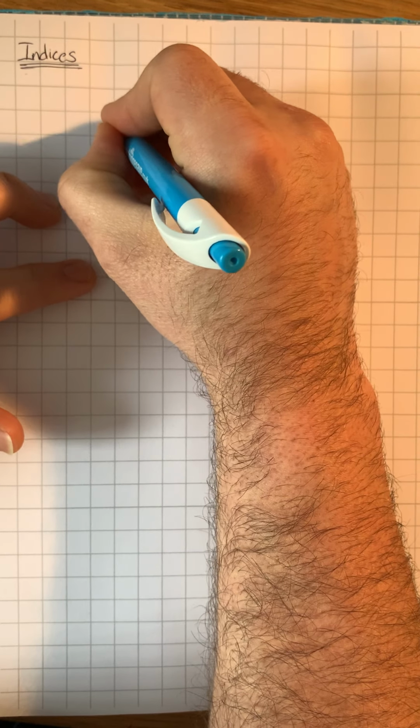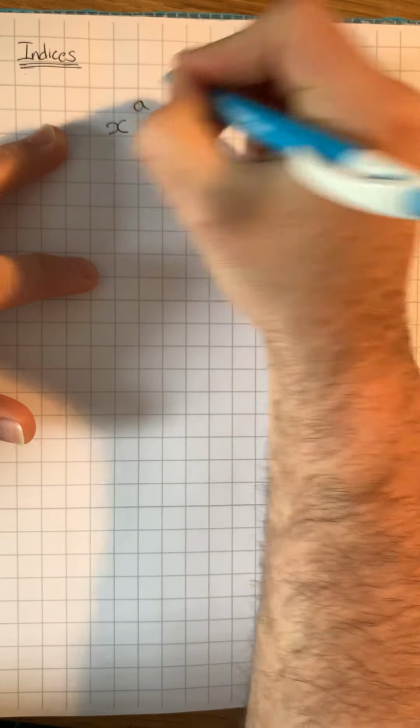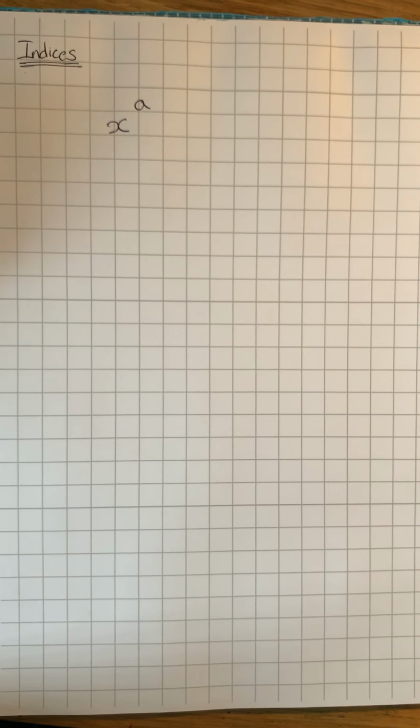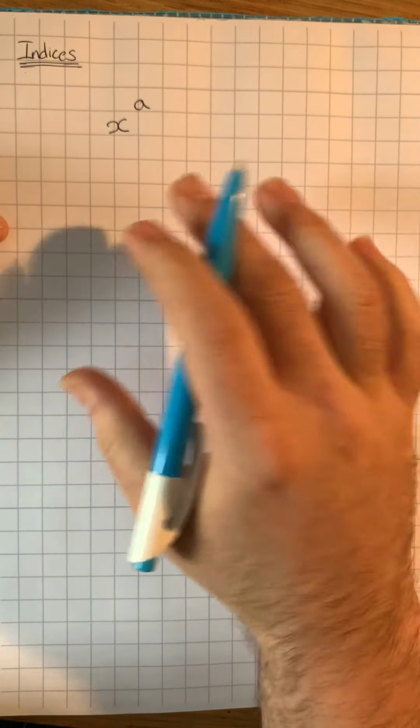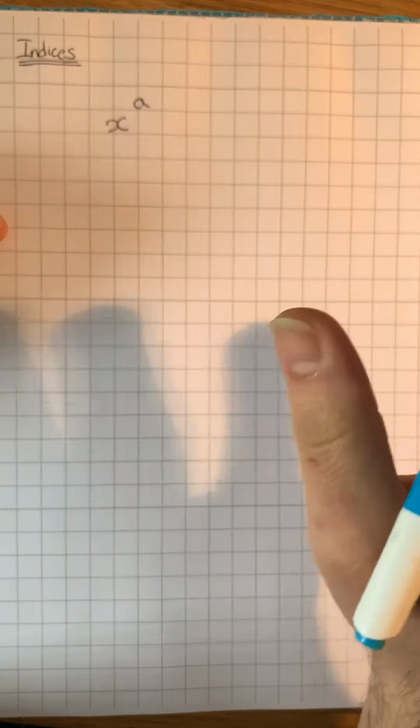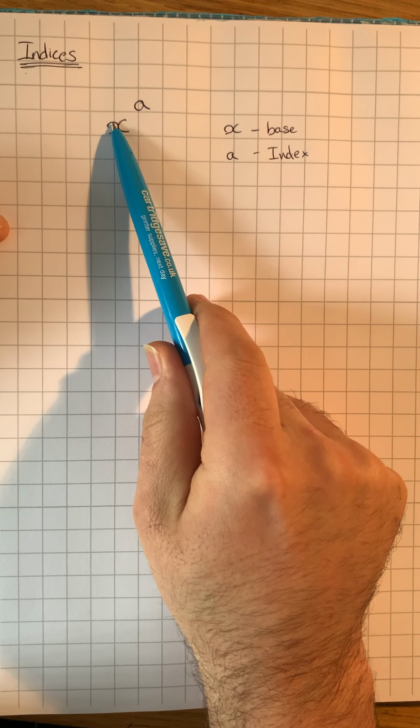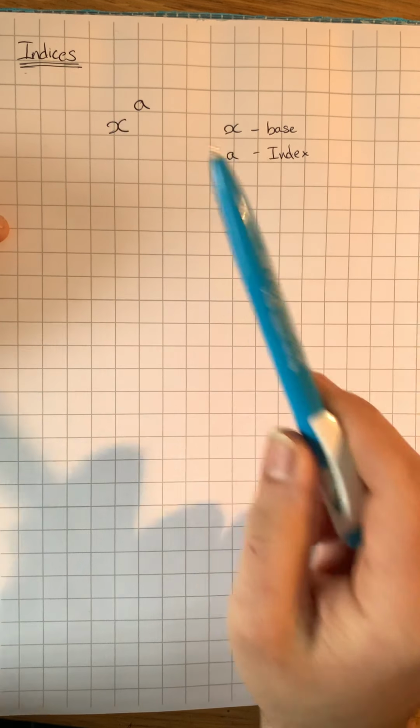Before we begin, we'll have to look at what exactly an index is. If we take some number and put it to a certain power, so in this case x to the a, these two parts represent two different things. Our x is what we call the base number or base value, and our a is the index. What it basically means is we're taking the base and multiplying it by the number that the index represents.